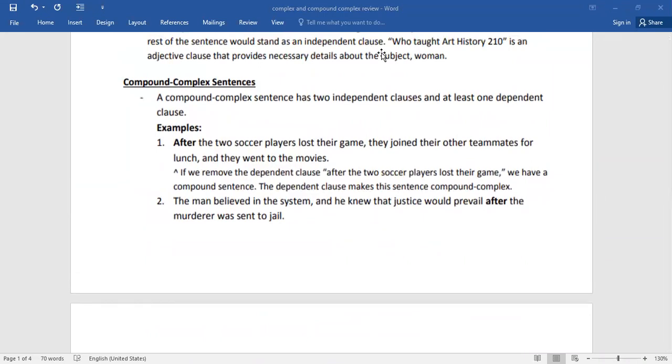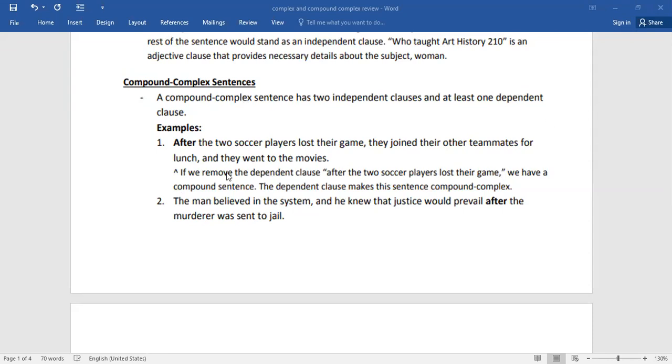As you could tell, here we're discussing that we have two independent clauses instead of one. This is the thin line, the main difference between the complex sentence and the compound-complex sentence. Here we have at least one subordinate clause, but you must have two independent clauses. Let's look at the examples here together.